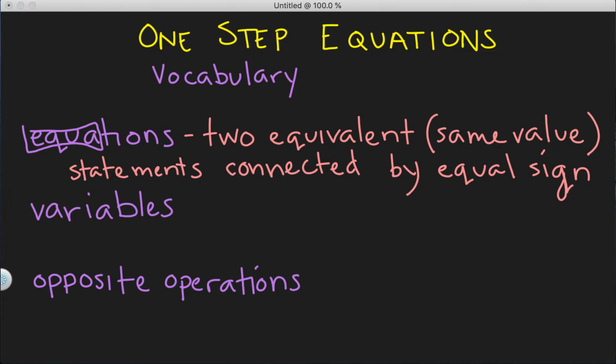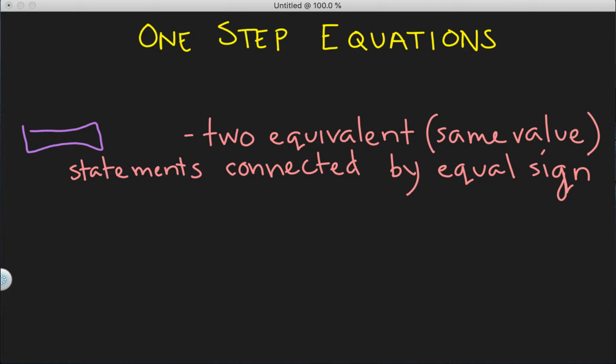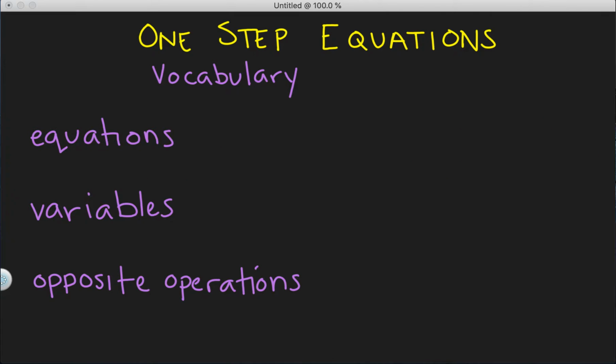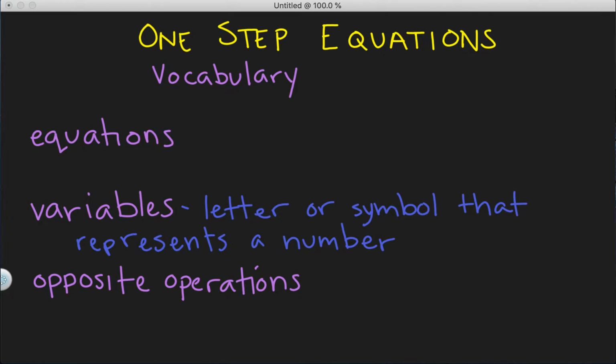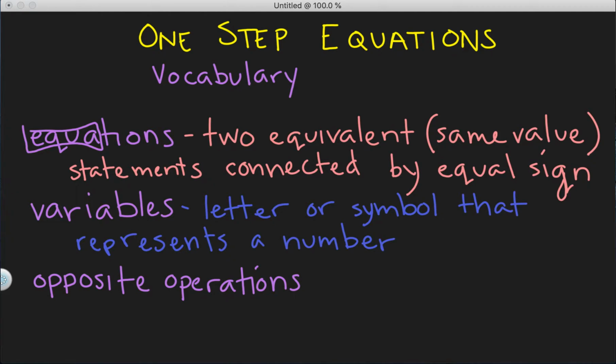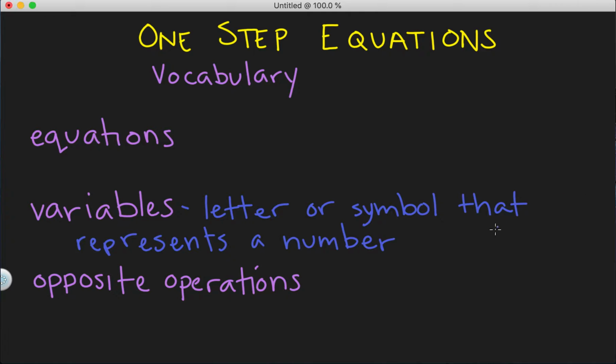Second thing is variables. Variables are a letter or a symbol that represents a number. Typically, what we use is that X. X is typical for the variable that we use, but it can be anything. It can be an N or an R or a square, whatever it is, it just represents a number.